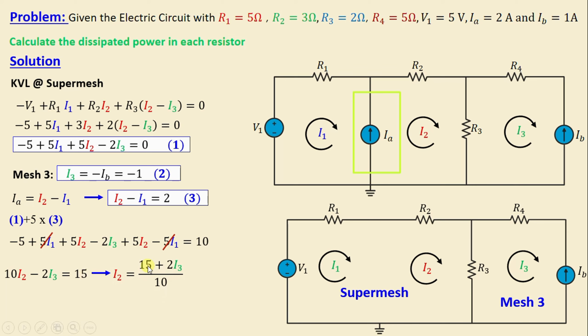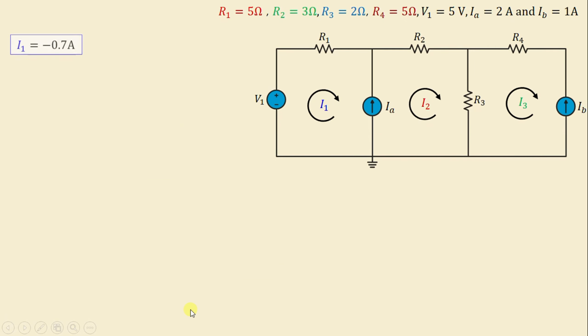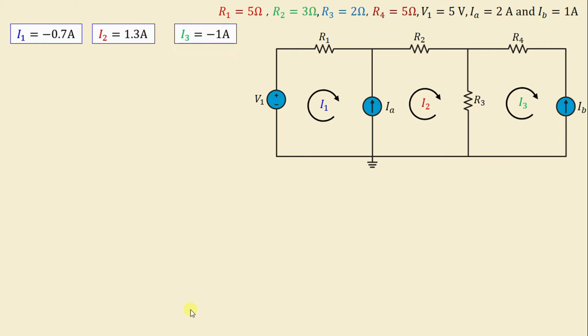That means I2 is equal to (15 plus 2 I3) over 10. By replacing the value of I3, we already have I3 is equal to negative 1. We obtain I2 is equal to 1.3 amps. From equation 3, we have I1 is equal to I2 minus 2. That means I1 is equal to negative 0.7 amps. After we found the currents I1, I2, and I3, we can now calculate the dissipated power in each resistor.